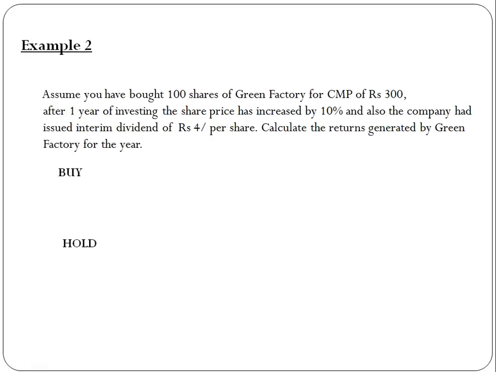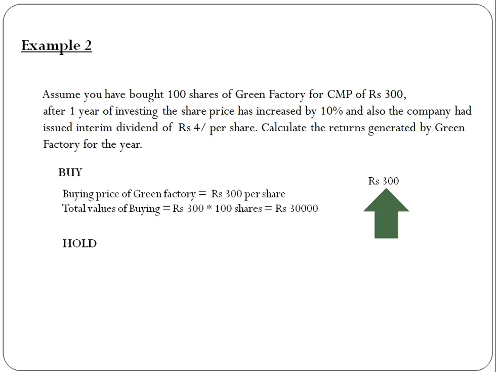Example 2. Assume you have bought 100 shares of Green Factory for the current market price of rupees 300. After 1 year of investing, the share price has increased by 10%. Also, the company had issued an interim dividend of rupees 4 per share. Calculate the returns generated by Green Factory for the year. The buying price of Green Factory is rupees 300 as given in the case study. Hence, the total value of buying is 300 rupees into 100 quantity of shares, which is 30,000 rupees.